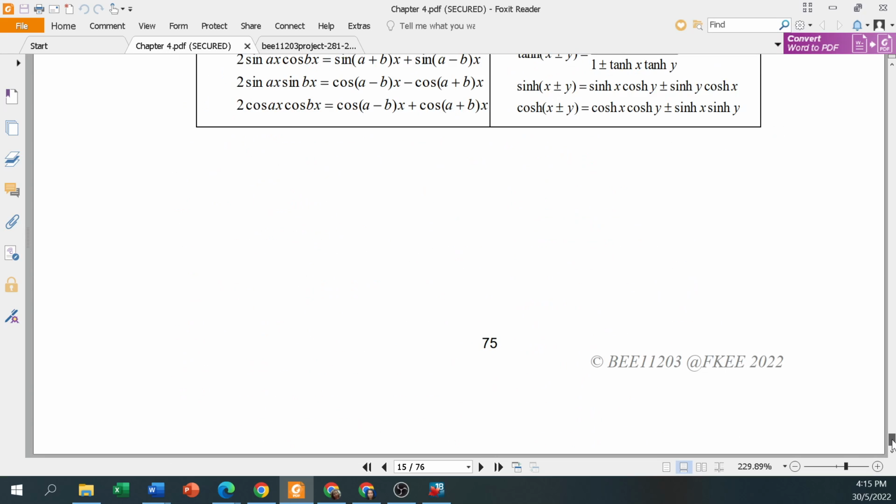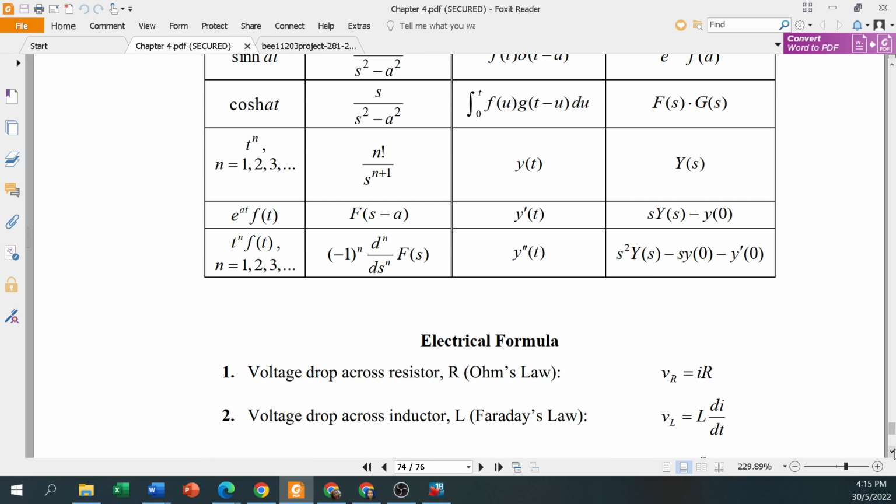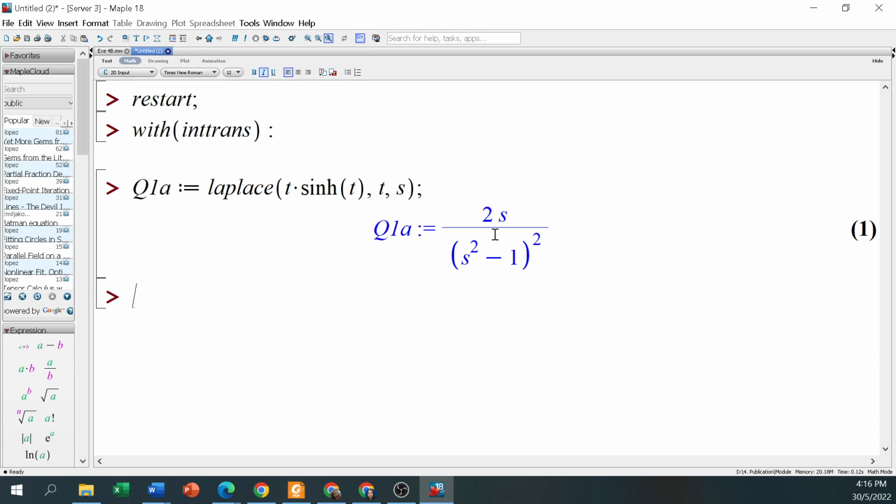Where is it already? Here. The Laplace transform for t^n f(t) has the result negative 1 power n, d^n over ds^n of F(s). Hopefully later on when we use this formula, we will get the same form as this one.